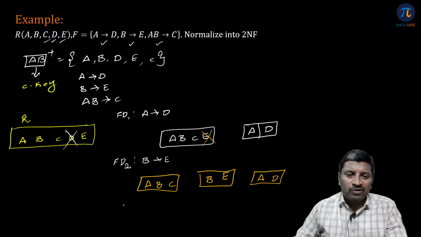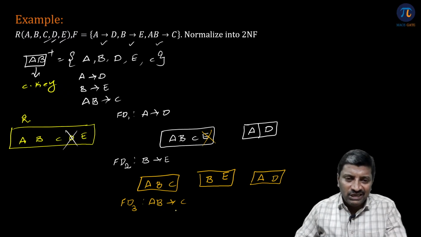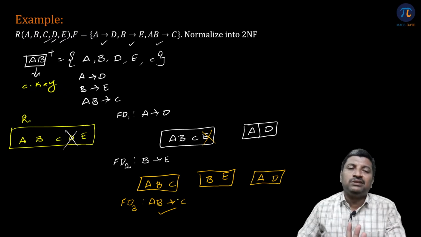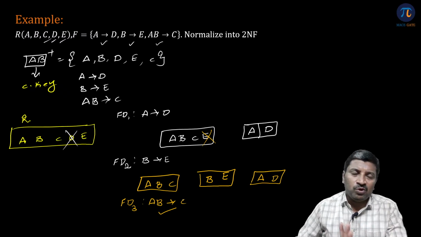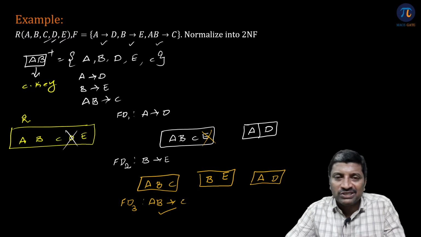Right? What about the third functional dependency, sir? AB implies C. So C is completely depending on both A comma B. There is no problem with functional dependency. Hope you understood it. So this is about the second normal form, sir.